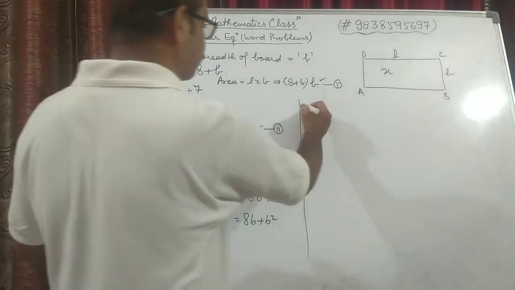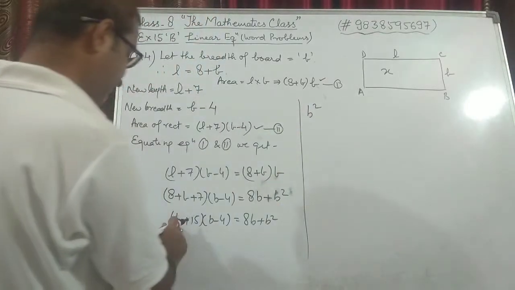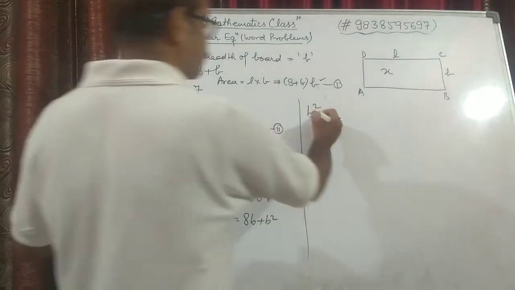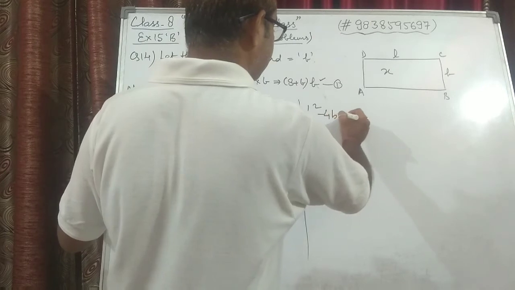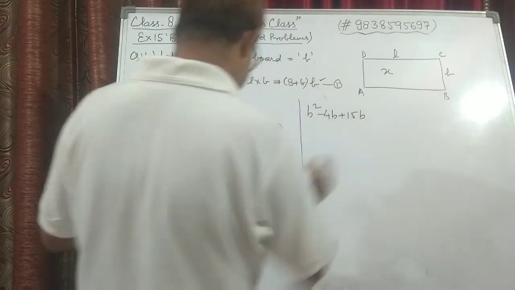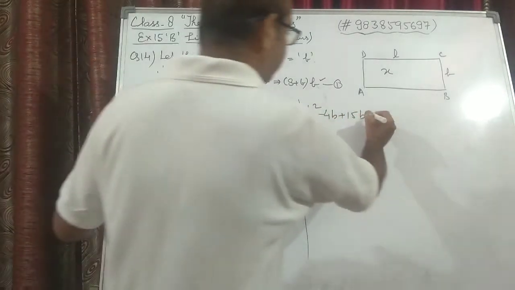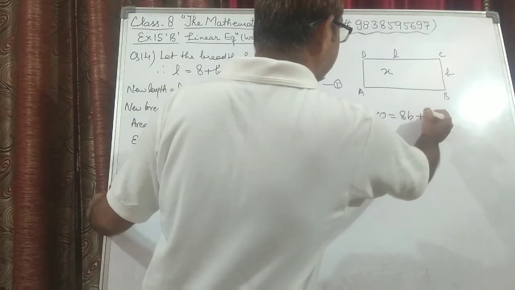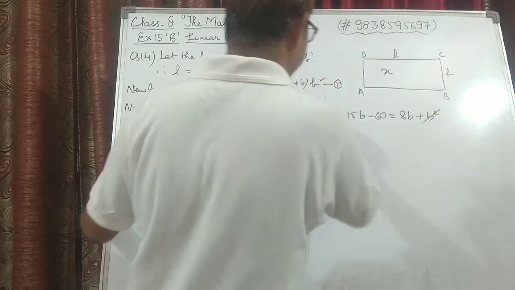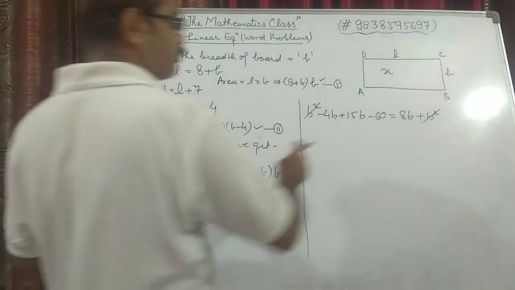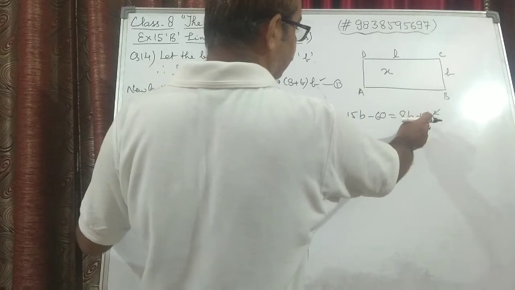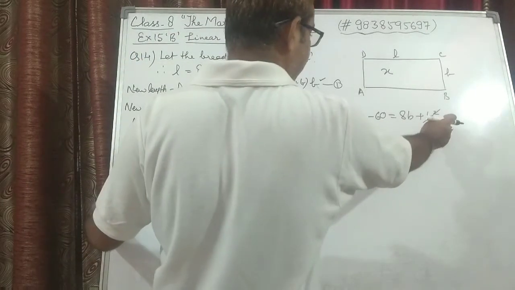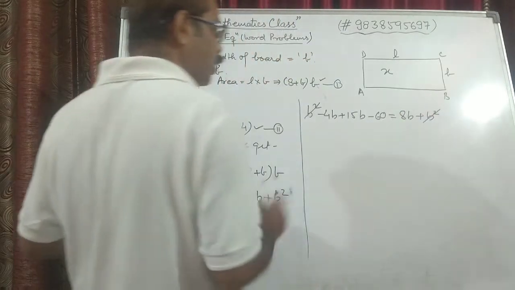We will multiply the brackets. B into B is B square, minus 4B and plus 15B, so minus 4B plus 15B minus 60. 15 times 4 is 60. Minus 60 is equal to 8B plus B square. B square cancels because both of them have the same sign and are on opposite sides. If this goes to this side, it will become minus, so they will cancel.